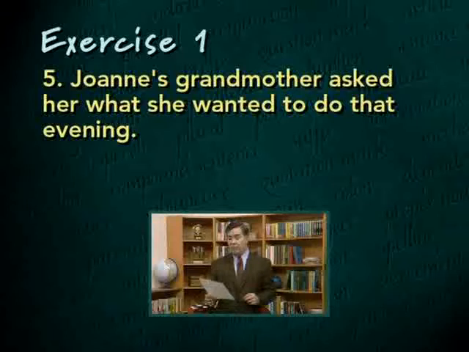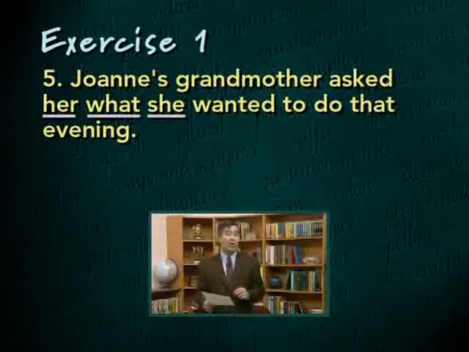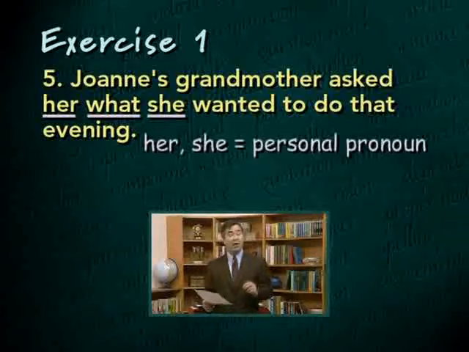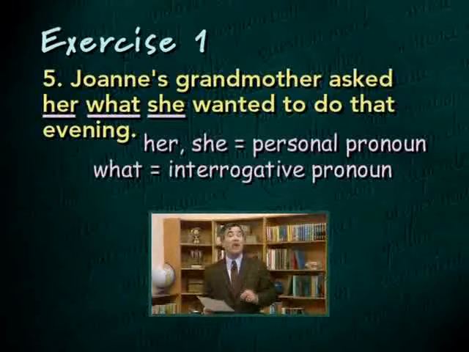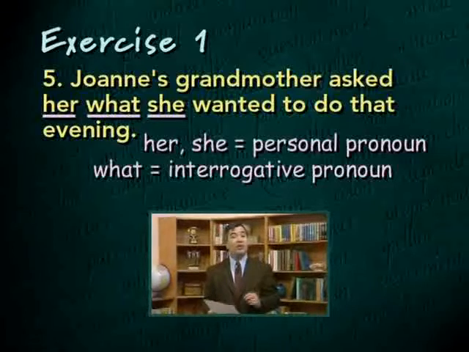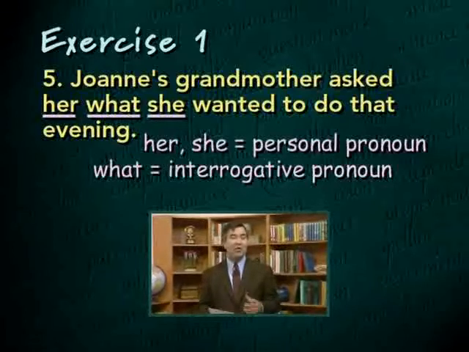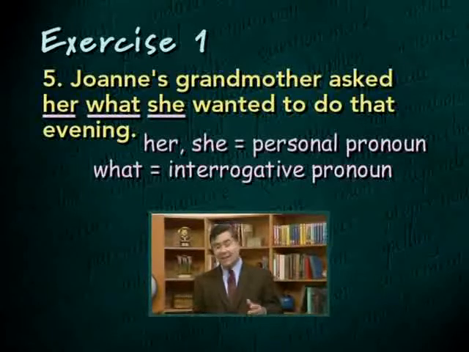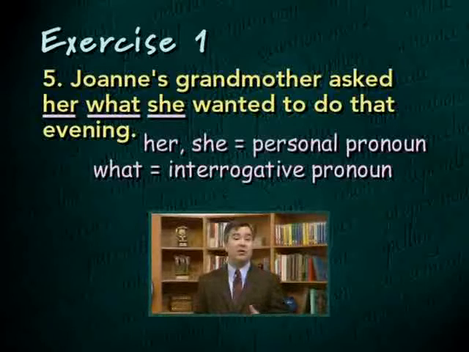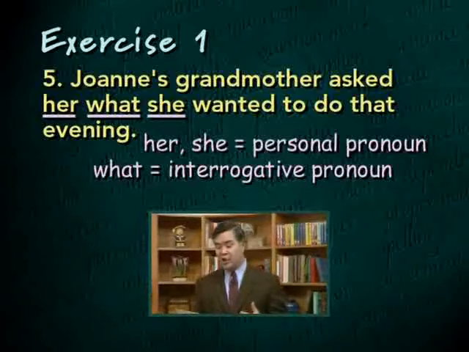In this sentence, there are three pronouns: her, what, and she. Two of the pronouns are personal pronouns, her and she. The third pronoun, what, is an interrogative pronoun. Remember, we saw that an interrogative pronoun can be used to introduce either a direct or an indirect question. In this case, the pronoun what is being used to introduce an indirect question.